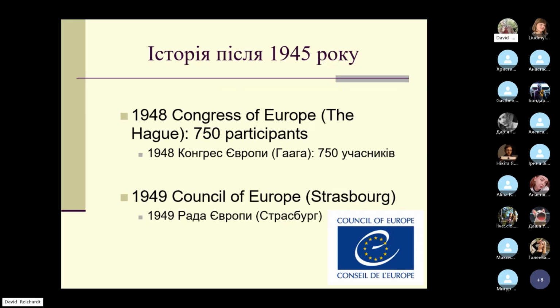So what did they do? Well, they have a meeting in 1948 called the Congress of Europe. And this is in The Hague, Netherlands. And there are 75 participants from all over Europe, all over the European countries.